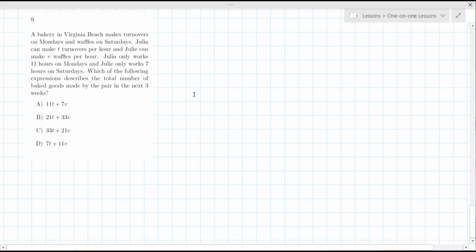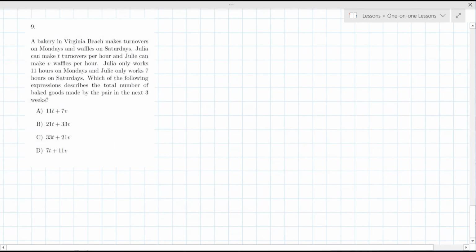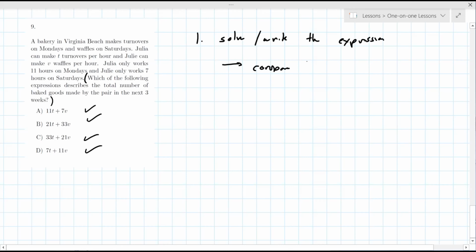So let's move to number 9. Number 9 says, and I'm going down to the question, which of the following? Whenever it's a which of the following, that means you almost have to scan through all 4 or 5 answers before you make your decision. Which of the following expressions describes the total number of baked goods made by the pair in the next 3 weeks? We obviously have to go back and read the rest of the question, but the first strategy here is you solve, or in this case, you write the expression, and then you compare it to the answer space.